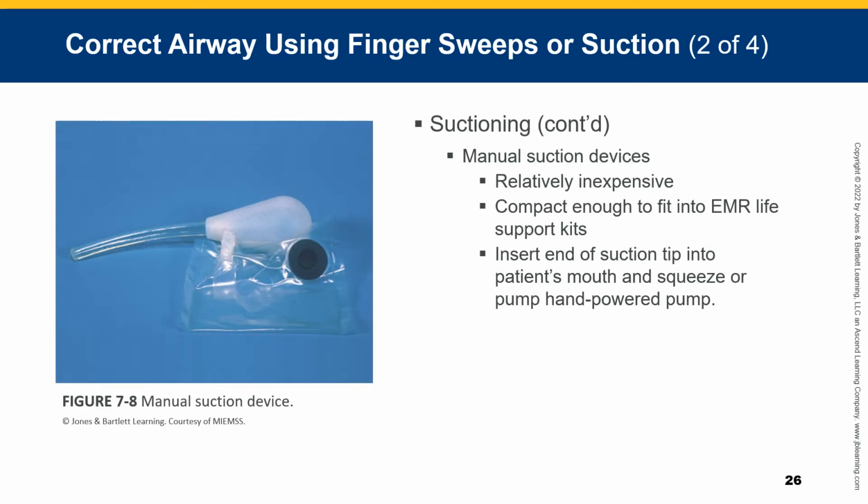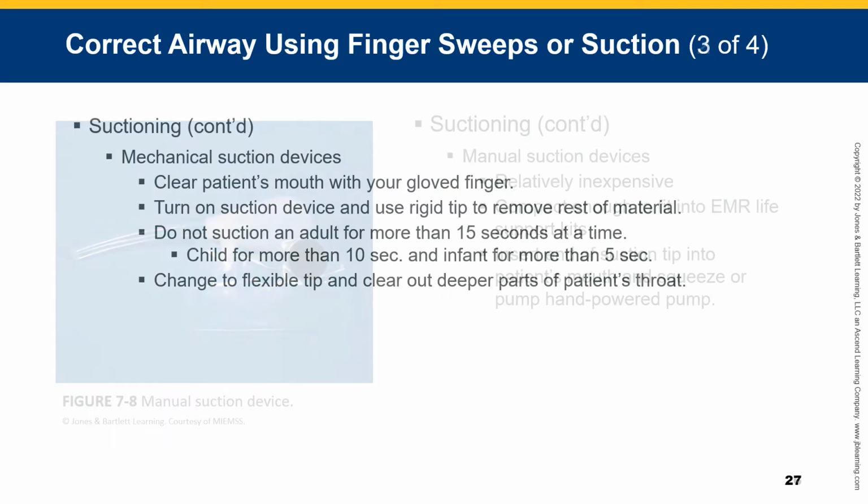There are manual suction devices, and these devices are relatively inexpensive, compact, and easy enough to fit into an EMR life support kit. Insert the end of the suction tip into the patient's mouth, not very far, just about midway into the mouth, and squeeze or pump the hand-powered pump to help withdraw secretions, blood, or vomitus.